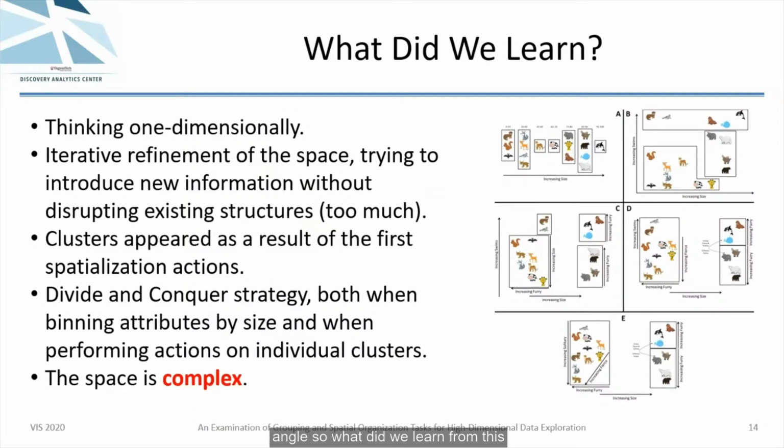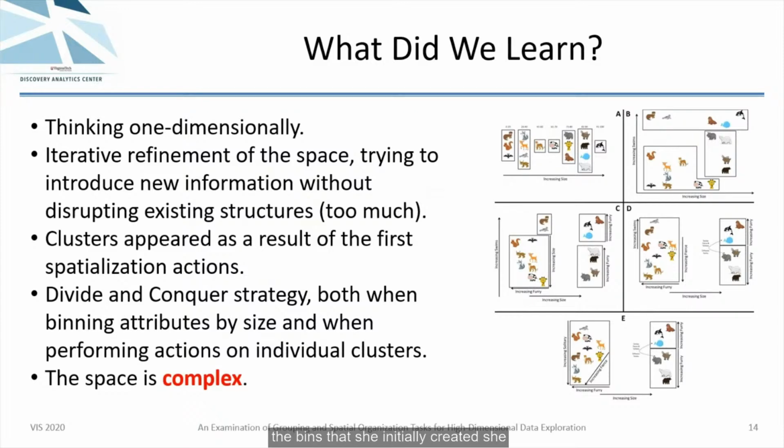So, what did we learn from this analysis process? First of all, the participant was thinking very one-dimensionally. She was approaching this one dimension at a time, trying to figure out how each of these individual attributes of the animals was affecting her space. She was also following an iterative refinement procedure, trying to introduce new information and new dimensions without disrupting these existing structures too greatly. She started off with some spatialization actions, but clusters appeared as a result of those spatialization actions.